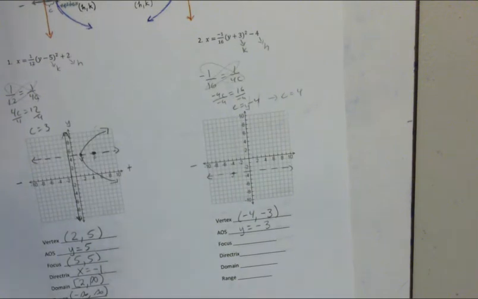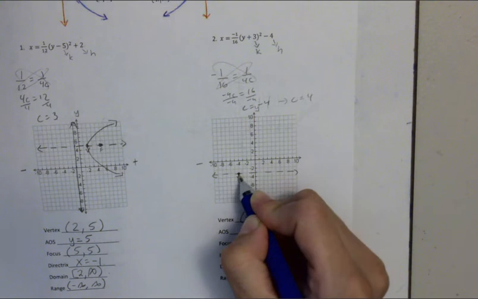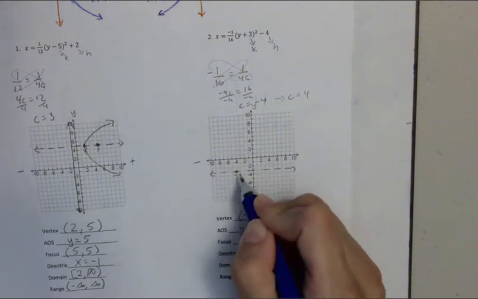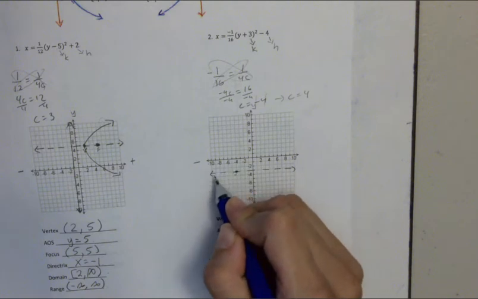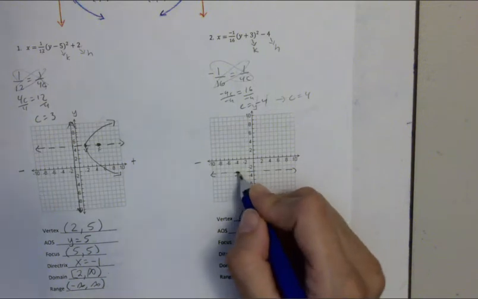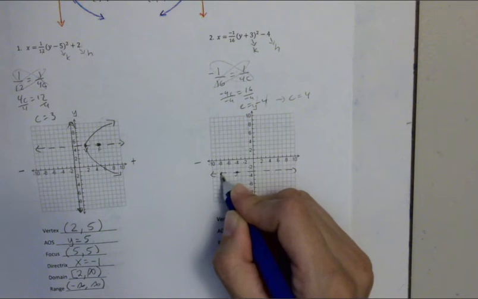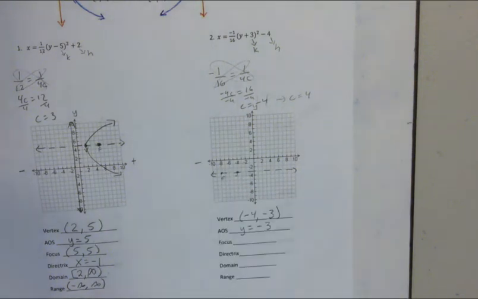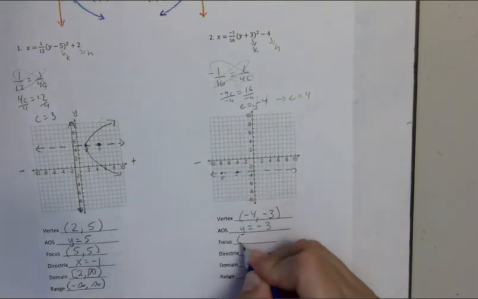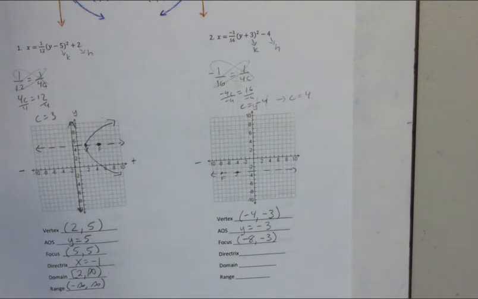So we're going to go 4 units. So here's my vertex at negative 4, negative 3. I know this is negative, so it's opening to the left, which means my focus is going to be to the left of my vertex here. So I need to move over 4 units along the x-axis. So 1, 2, 3, 4. So right here is my focus. So again, if you want to go ahead and put a little f there, you can. And we always write the coordinate. So the coordinate is negative 8, negative 3. So we went 4 units.